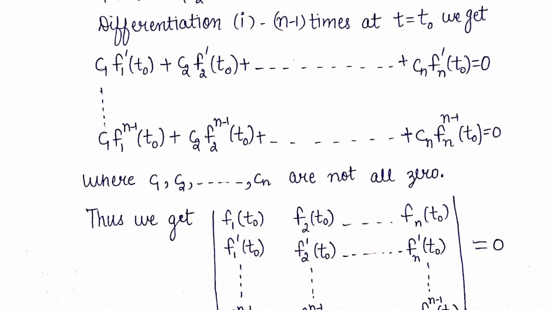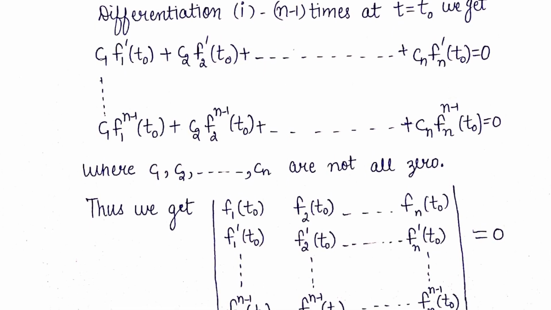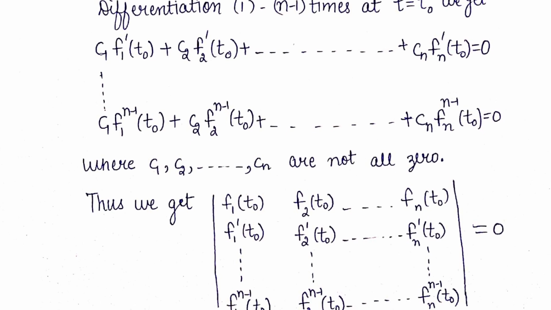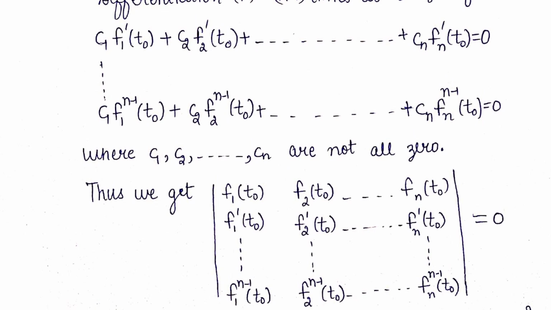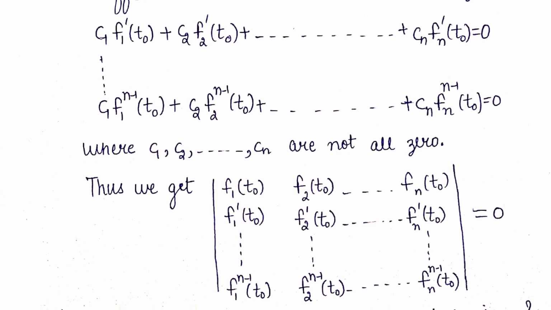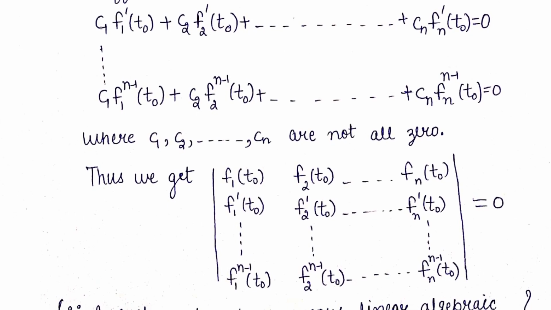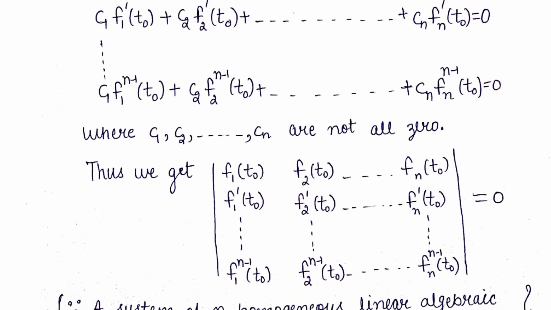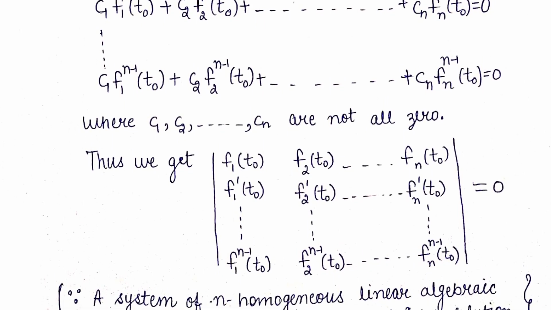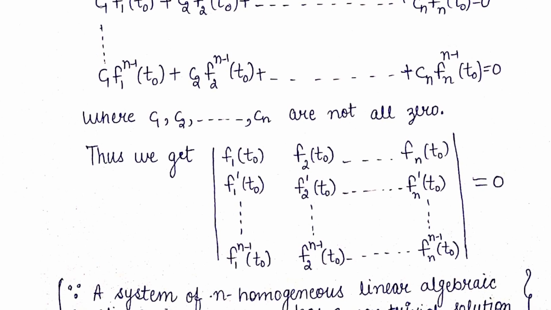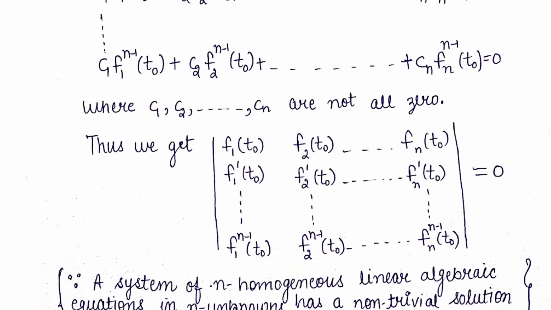and where C1, C2, Cn are not all 0. So it means that there is a homogeneous system of equations, but C1, C2, Cn are not all 0. So it implies that the system of homogeneous equations has a non-trivial solution. So it means that the determinant of the coefficient matrix must be 0.